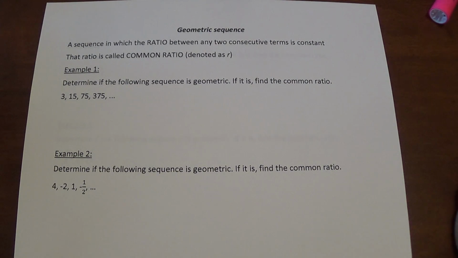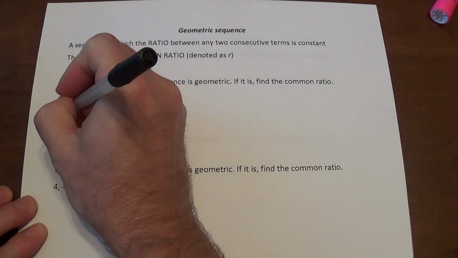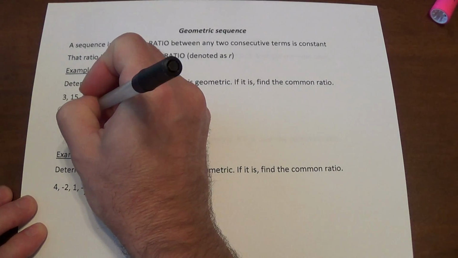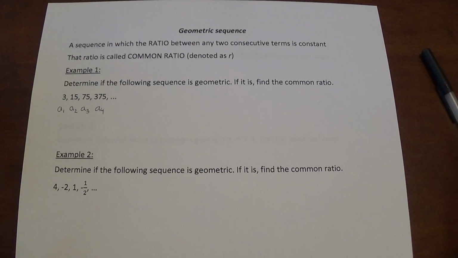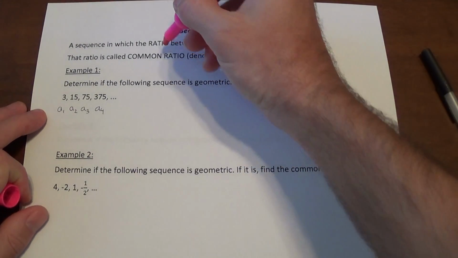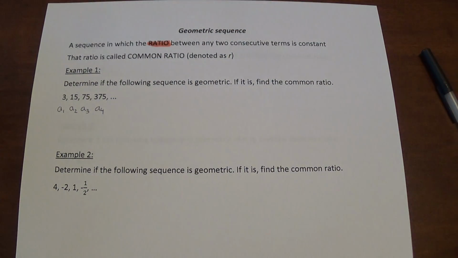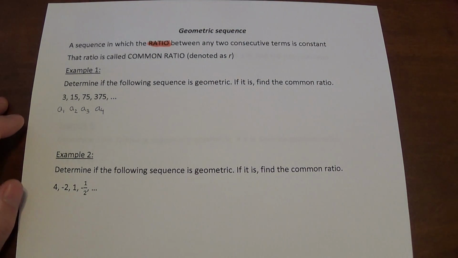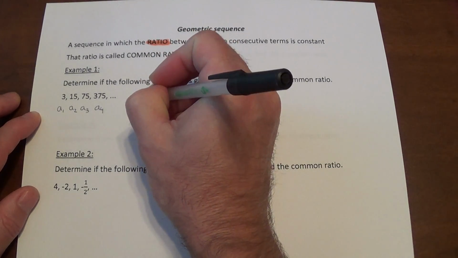So, the first example. Determine if the following sequence is geometric, and if it is, find the common ratio. Here are the terms. Again, we're going to remember this is the first term, the second term, the third term, and the fourth term. In a geometric sequence, we are looking for the ratio to remain the same, which means we are going to be dividing. So we're going to take the second term divided by the first term.